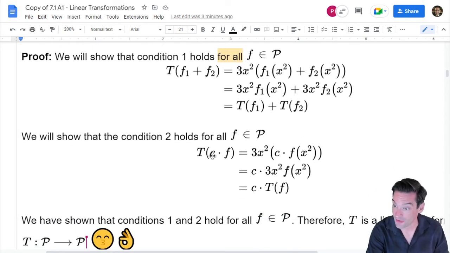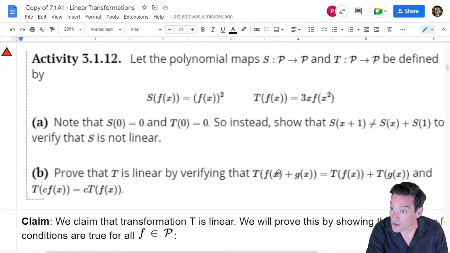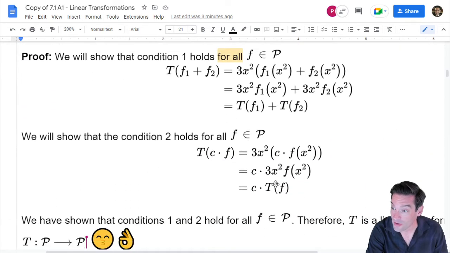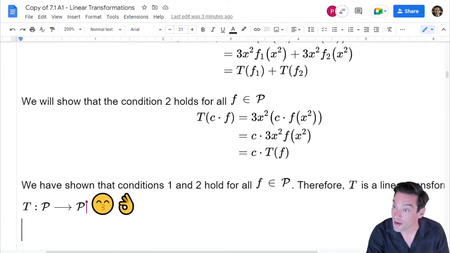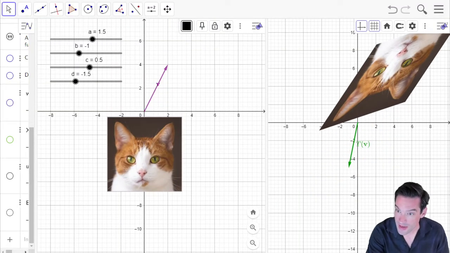Same thing for T of a constant times f, that we get 3x squared times a constant times f of x squared, and that constant can pull out just because of the associativity and commutativity of multiplication of real numbers. So this function T here does satisfy the criteria to be a linear transformation. And again, that is all that's required for a function to be a linear transformation, is that it respects sums and it respects scalar multiplication.